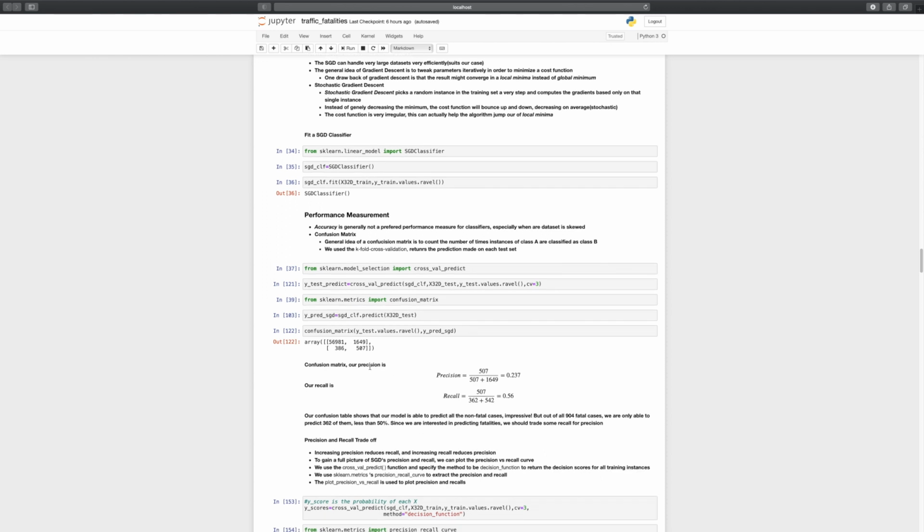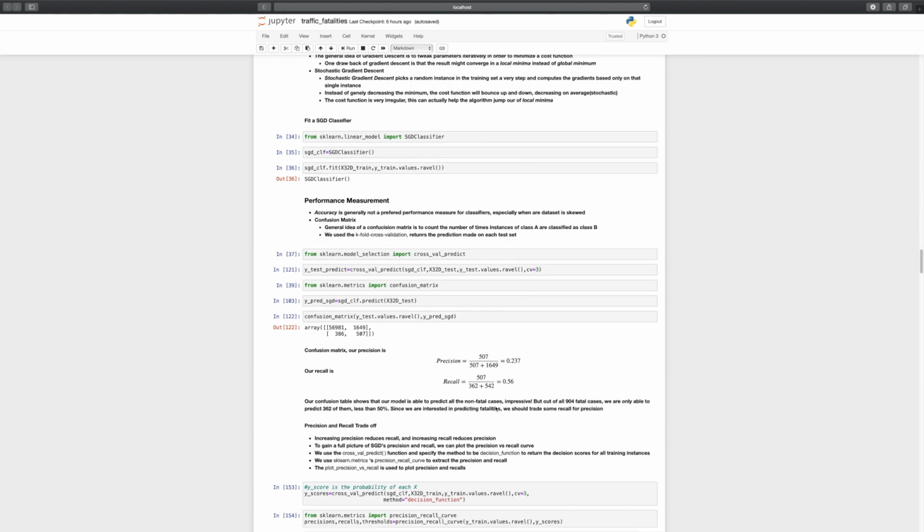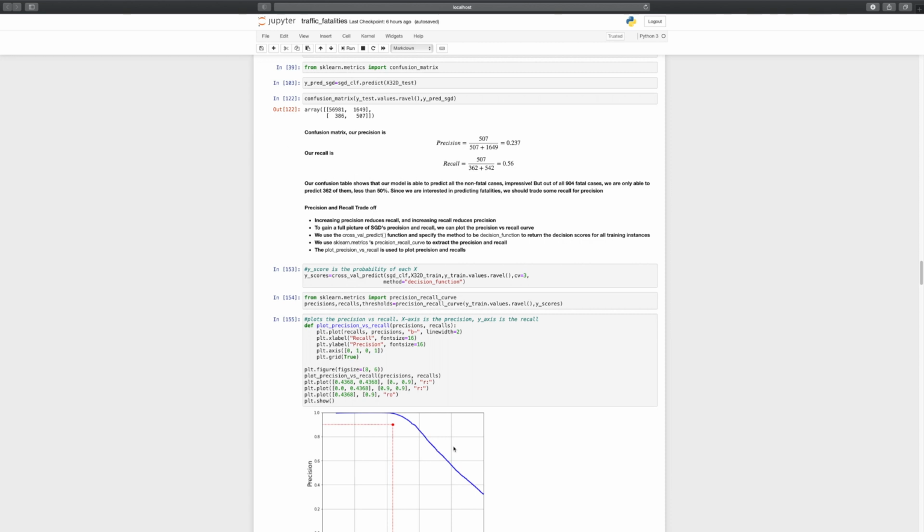From the confusion matrix, we see that our precision is around 0.0237, and our recall is around 0.56. Our recall is okay from what we can see here. Out of the total of about 900 cases, we can predict approximately 500-ish. Our precision took a huge hit. So this might not be an accurate prediction model based on the precision and recall we have so far.